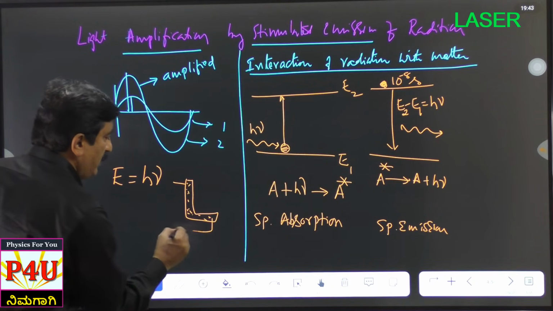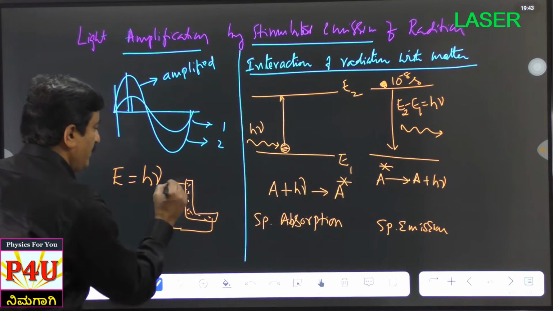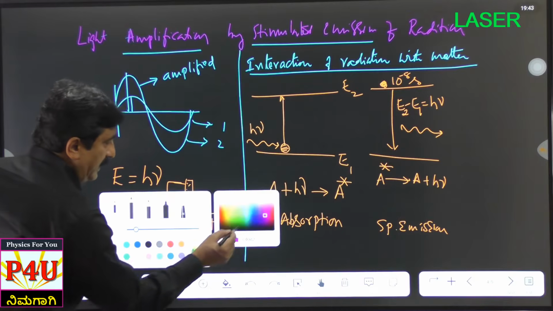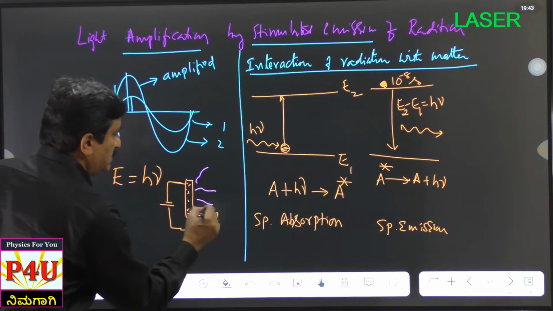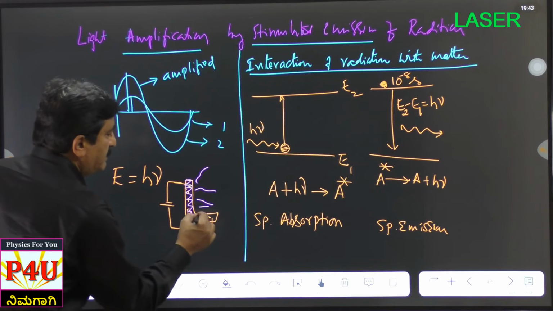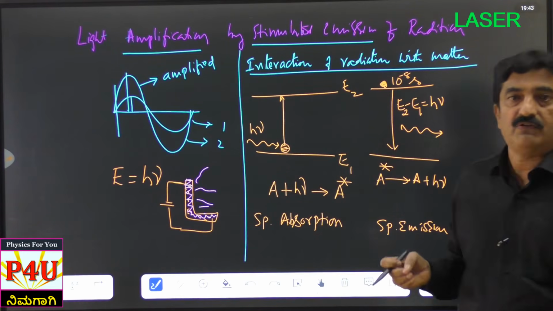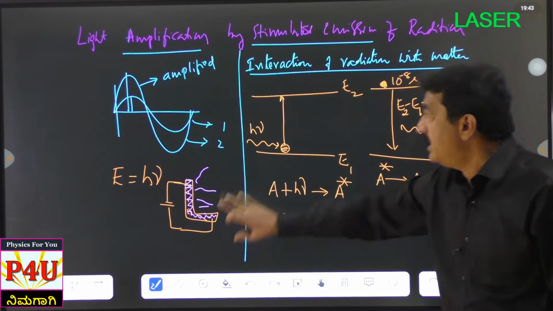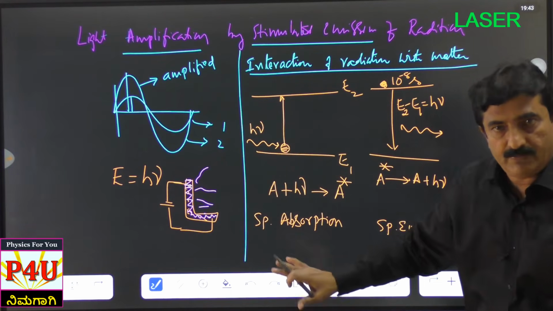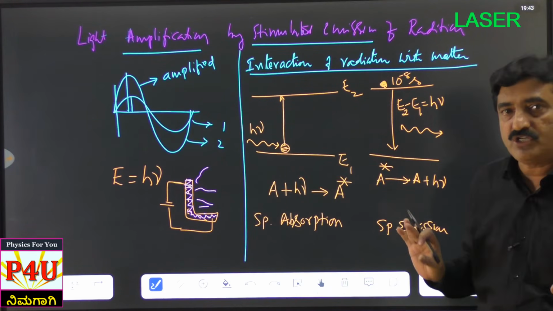When this is connected to electric power supply, it starts emitting pink color. So when you look at this L, it appears pink in color. This is the emission of light. This is happening in all the normal gas filled bulbs. That is nothing but spontaneous emission.